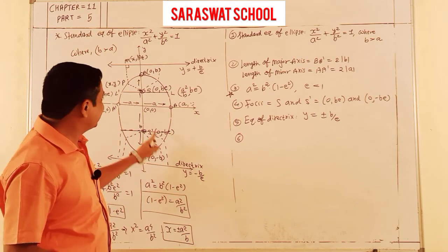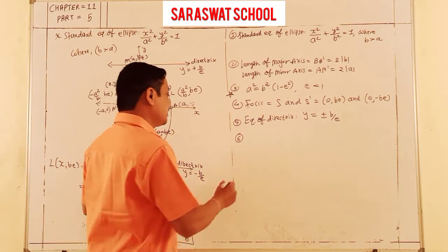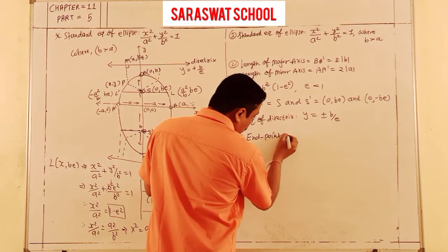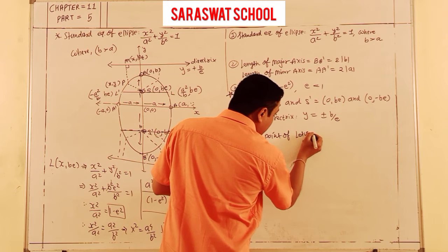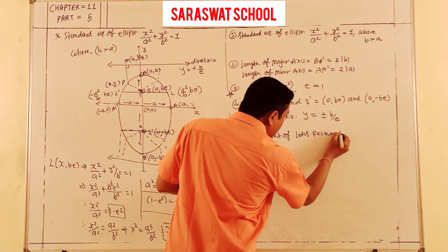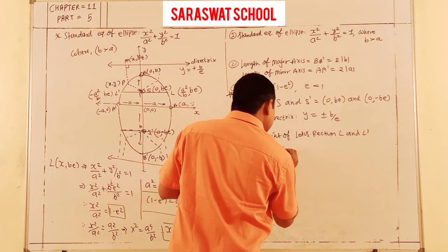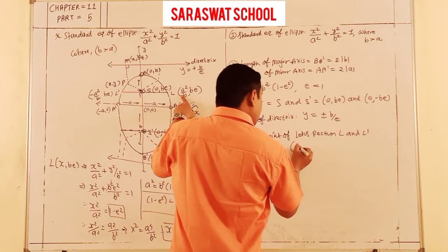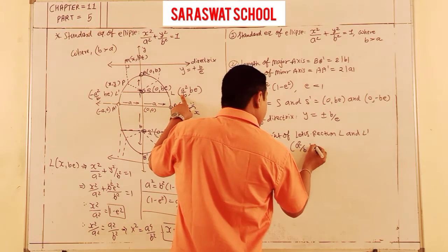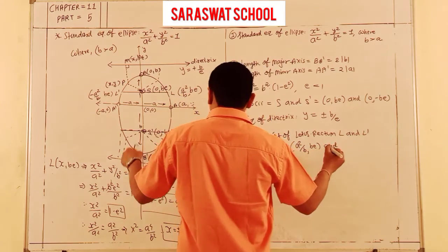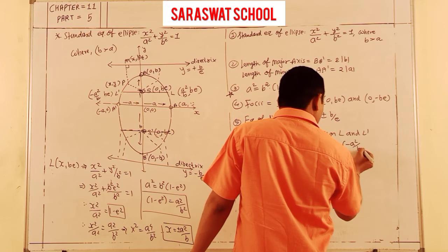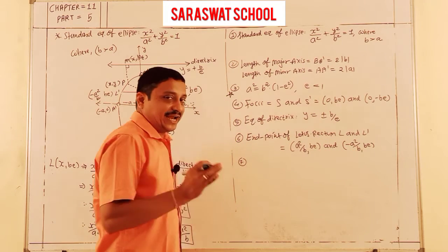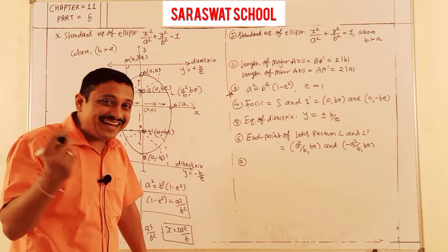Now sixth point, latus rectum. Yes, the end points of latus rectum L and L dash. Just focus here: your first latus rectum end point is a square by b comma b e, and second is minus a square by b comma b e. Now seventh, the endpoint is done. Now I go to length.